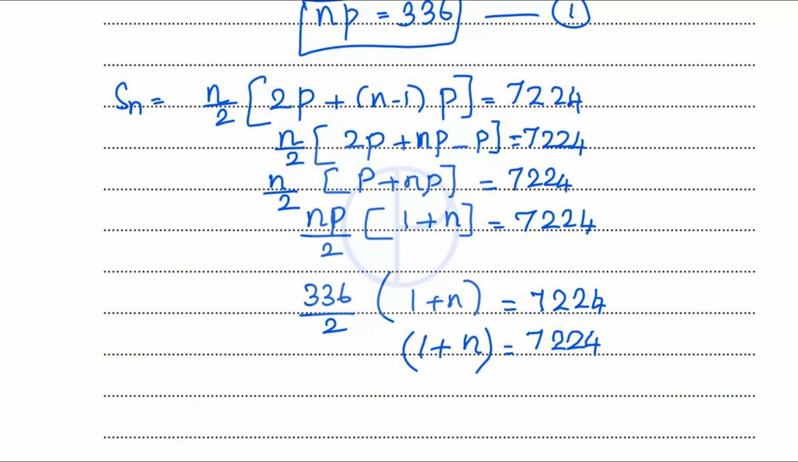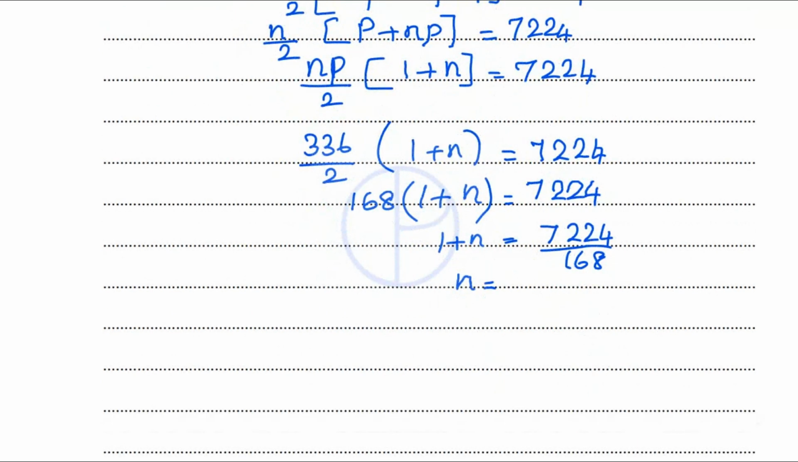336 divided by 2 is 168. Or we can write 1 plus n equal to 7,224 divided by 168. So what is n? N is equal to 7,224 divided by 168, which is 43. So 43 minus 1. So n is equal to 42.